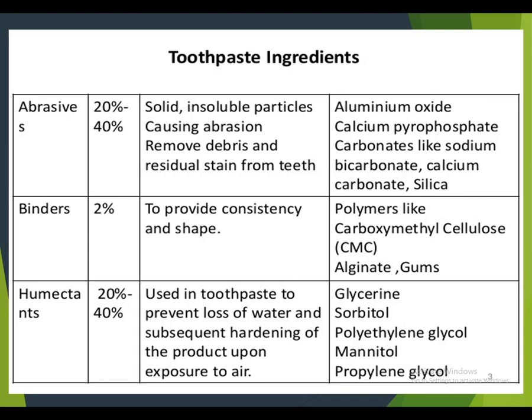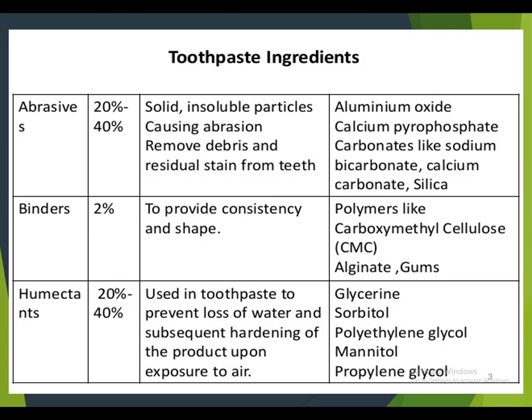If we look at the composition of toothpaste, it contains abrasives up to 20 to 40%. Abrasives are solid and insoluble particles which cause abrasion, and remove debris and residual stain from teeth. Abrasives are present in the form of aluminum oxide, calcium pyrophosphate, carbonates like sodium bicarbonate, calcium carbonate, and silica.